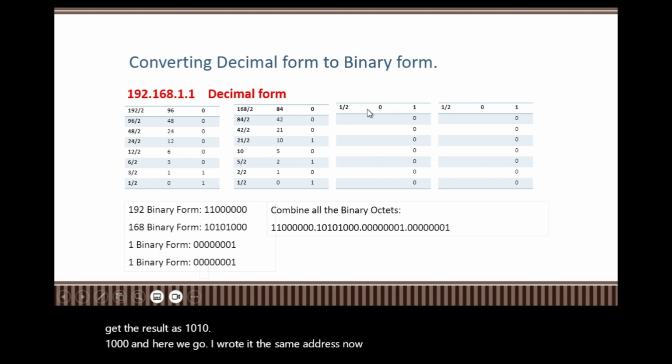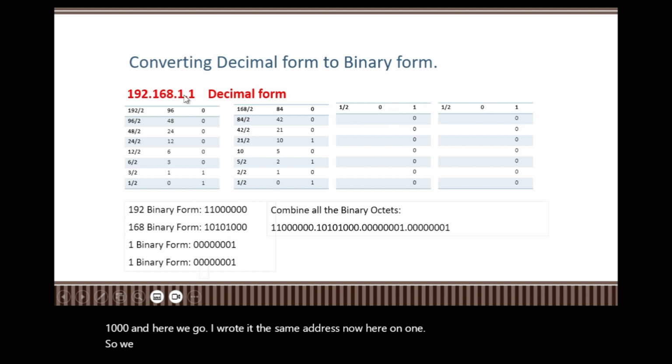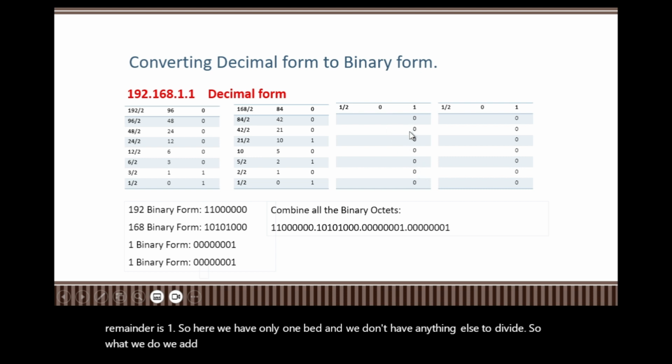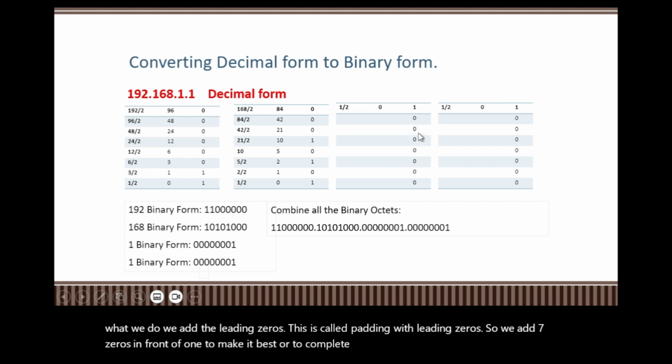Now the third octet is 1, so if we divide 1 by 2, it is 0, and the remainder is 1. Here we have only one bit, and we don't have anything else to divide, so what we do is add leading zeros. This is called padding with leading zeros. We add 7 zeros in front of 1 to complete the 8 bits: 1 2 3 4 5 6 7 zeros, and then 1.